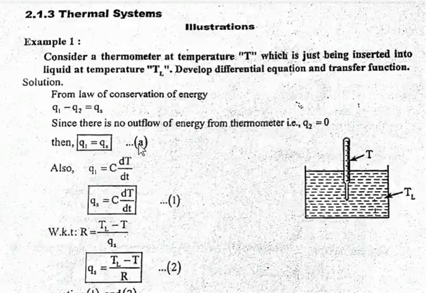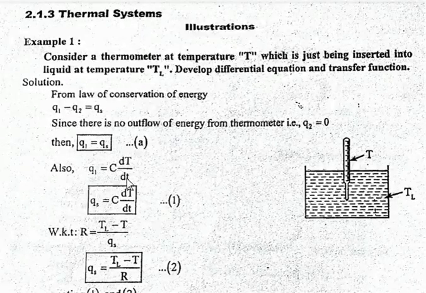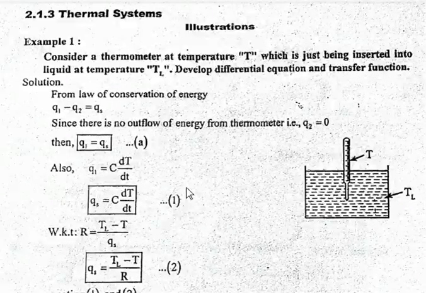Next, we know that Q1 is equal to C delta T, that is specific heat into temperature difference. So Q1 is equal to C dT by dt. Since Q1 is equal to Qs, Qs is equal to C dT by dt. This is equation number 1, and the earlier one is equation A.